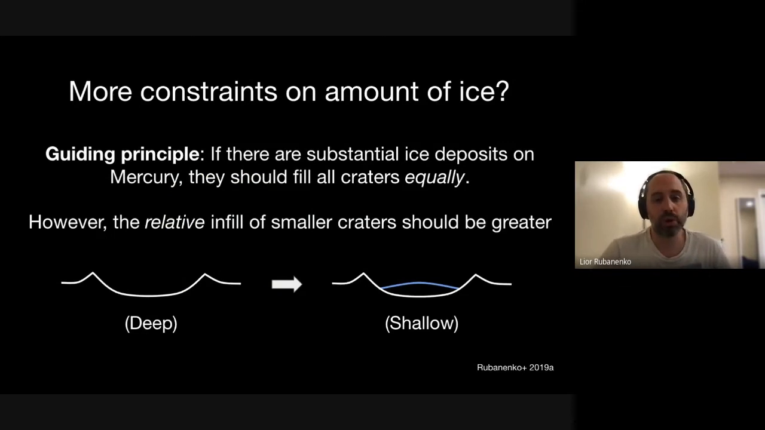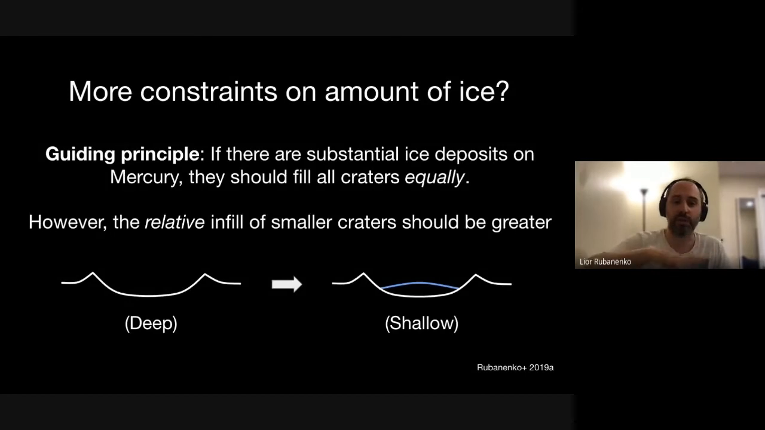Now, can we put more constraints on the amount of ice? This is a question I asked myself a few years ago. My guiding principle in answering it was very straightforward, nothing complicated about that. If there's a lot of ice inside craters, they should appear shallower, right? Because as we said, the hop length of water molecules on the surface is so big that it's almost like rain trickling into permanently shadowed craters.